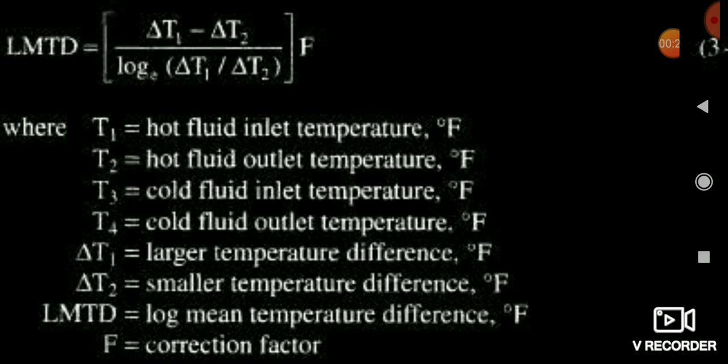Now friends, you see here that many times in the question a correction factor, meaning F, is given. So when a correction factor is given in the question, then you multiply the LMTD temperature difference and the factor, so you can get the exact answer.